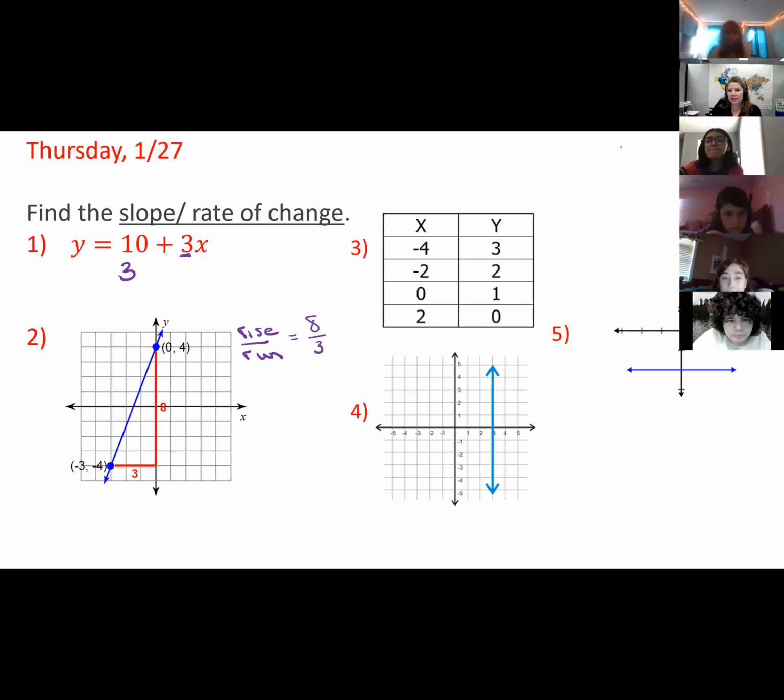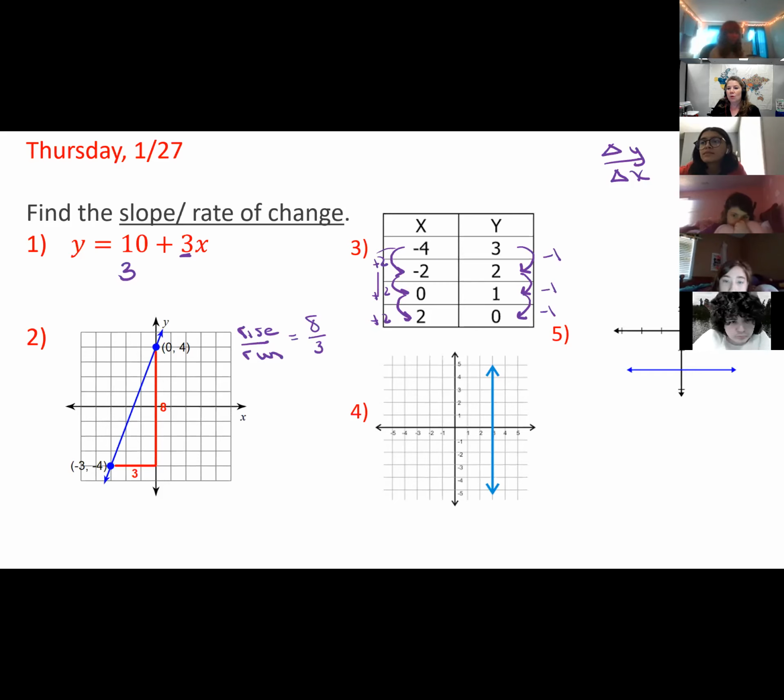All right, number 3, we're going to find the change in y over the change in x. So we're going to go this way first, change in y over the change in x. How do I get from 3 to 2? How do I get from 2 to 1? I subtract 1, subtract 1, subtract 1, right? How do I get from -4 to -2, -2 to 0, and 0 to 2? I would add 2 each time, right?